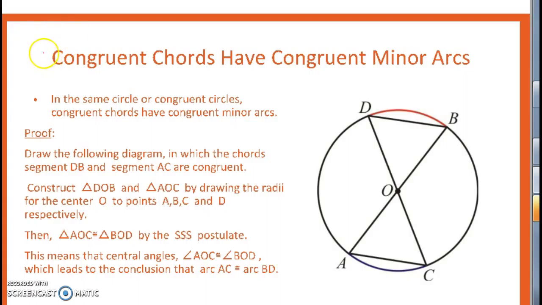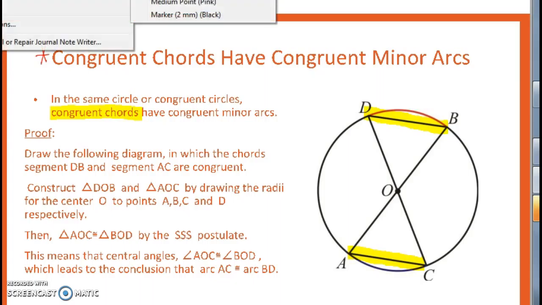This next important idea is that congruent chords have congruent minor arcs. So when we talk about chords, if you think back to last week, chords are segments that have endpoints on the circle itself. So here we have chord DB, and here we have chord AC. In the same circle, or in congruent circles, congruent chords have congruent minor arcs.